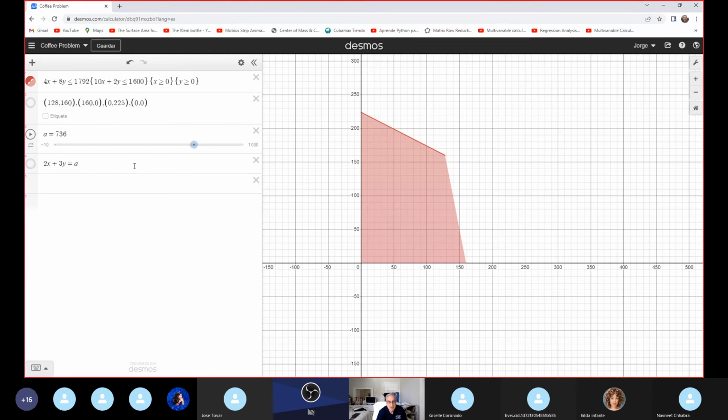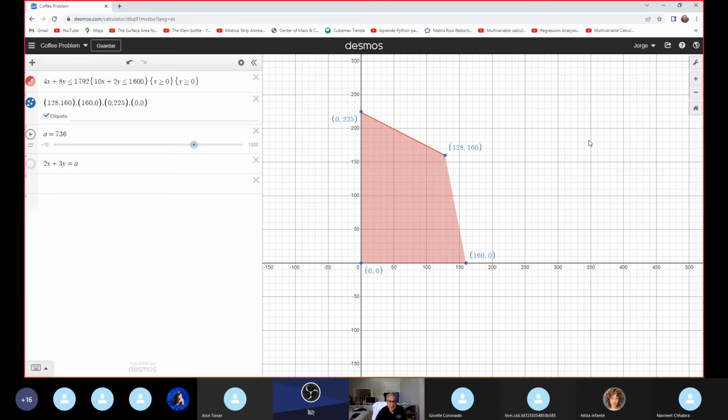Feasible region. The corner is relatively easy because you convert the inequality to equation and you intersect this line with this line. Then you get the point. And these are the points: 0,225, 128,160, and 160,0 and 0,0. It's obvious because if you don't sell anything, you have no money. So 0,0 is a theoretical stupid corner, right? So the thing is to evaluate the other 3 corners.